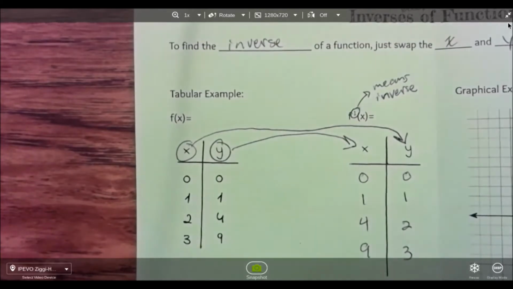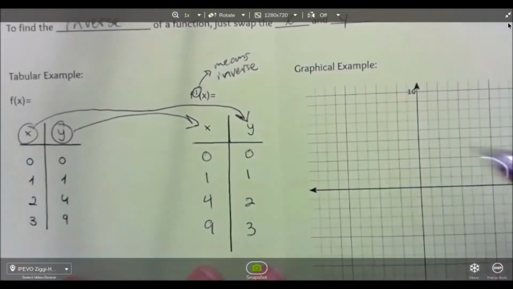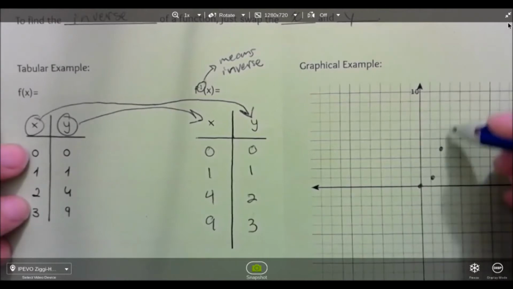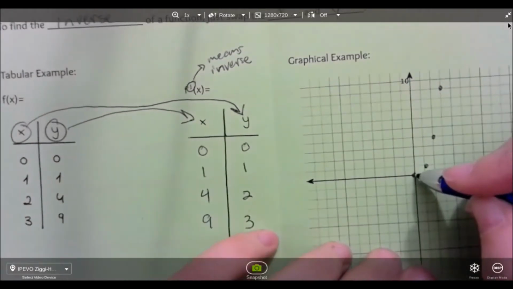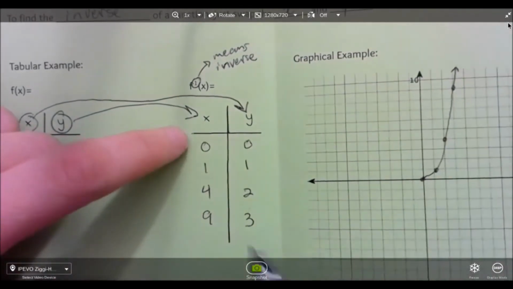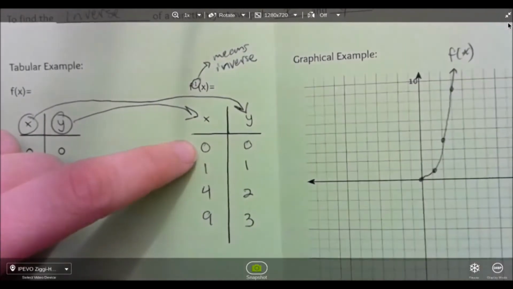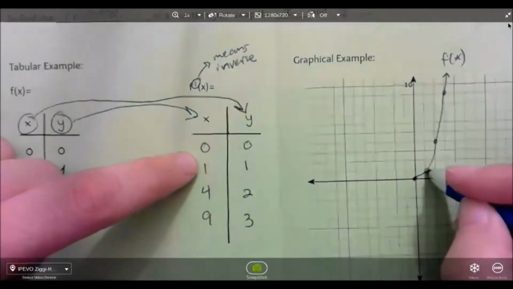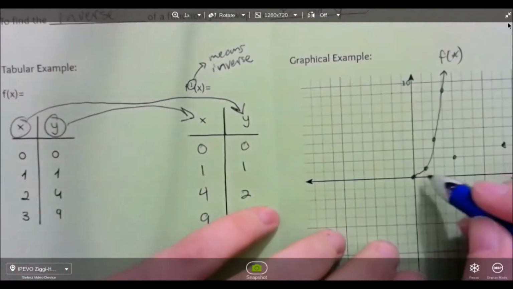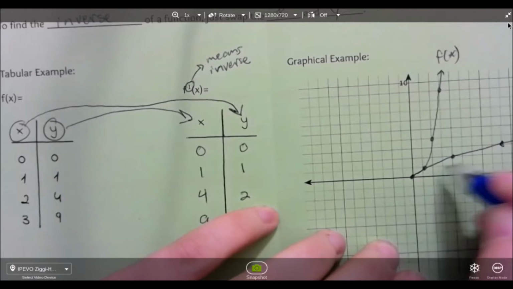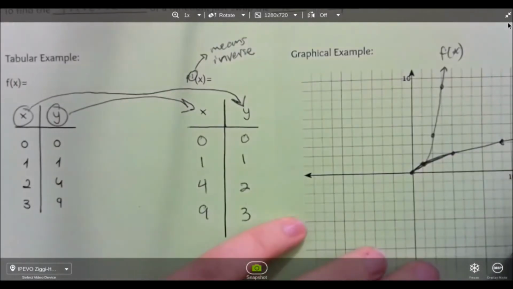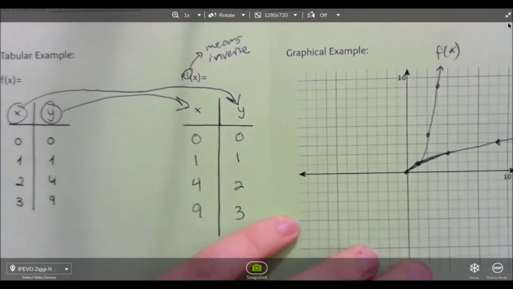Okay, now let's see what that looks like when you graph it. So I'm going to go ahead and plot those points. And then it's basically half of a parabola, by the way. There we go. So this is f of x. And here's my inverse, so I'm going to plot that too. 0, 0, 1, 2, and 9, 3. And that, by the way, is a square root. And that's the inverse of f of x.